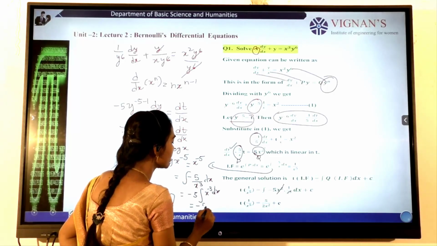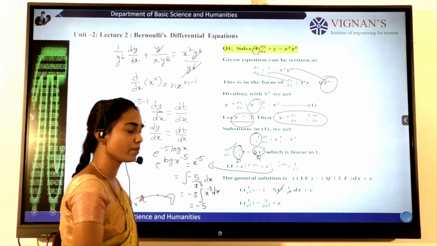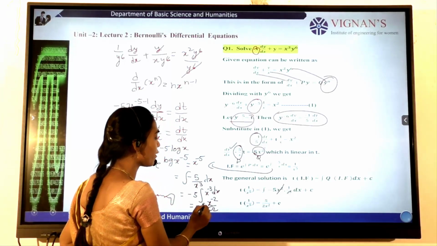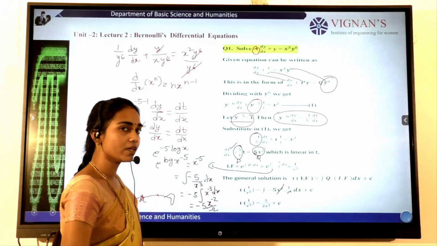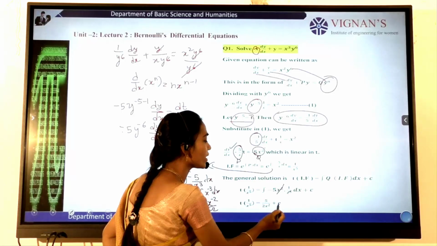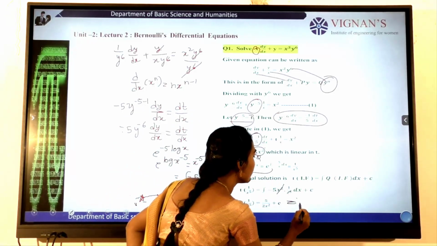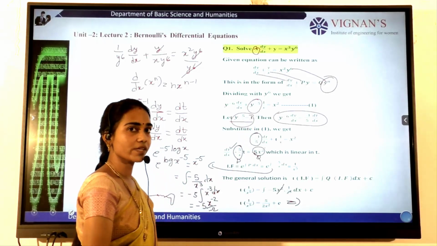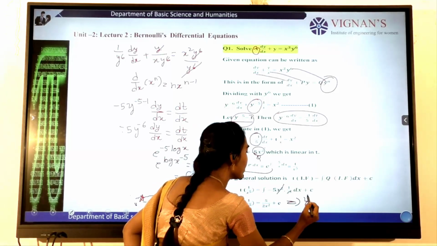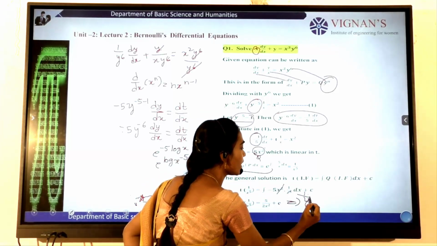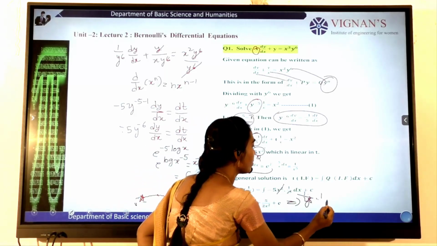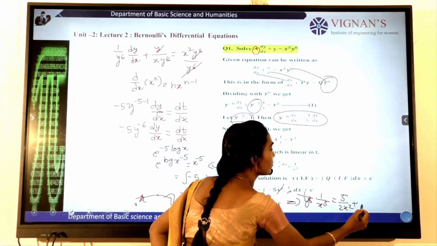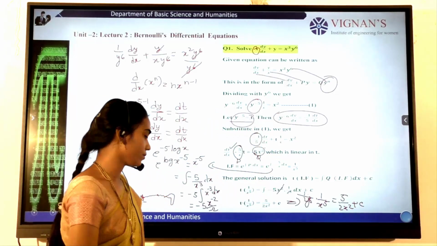So what is the integration for this? It is like x power n plus 1 by n plus 1, which is x power minus 2 by minus 2. Minus by minus plus, 5 by 2 into, when it goes to the denominator, it becomes x square, which is 5 by 2x square plus c. So at the end, we have to substitute what is t. What is our assumption? Our t is y power minus 5. Substitute that here. So it becomes y power minus 5, and when it goes to the denominator, it becomes 1 by y power 5 into 1 by x power 5 is equal to 5 by 2x square plus c, which is our general solution.